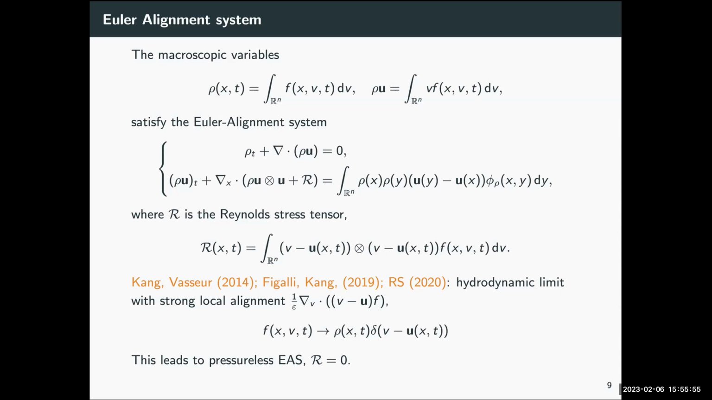So one modeling scenario is to enforce local alignment. This was done by Kang and Vasseur for the system without the alignment force. Then Figalli-Kang settled it with the Cucker-Smale alignment, but with no vacuum condition. And I extended it to the general flux. You can actually see that the local alignment force pushes the probability distribution to a monokinetic ansatz, where the distribution is concentrated on the macroscopic velocity at every spatial variable. So in this case, you arrive at a pressureless Euler alignment system where the Reynolds stress is equal to 0. There's also another scenario where you enforce local alignment plus diffusion. We'll talk about it a little bit later.